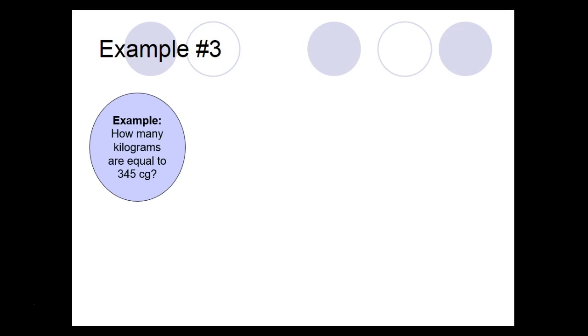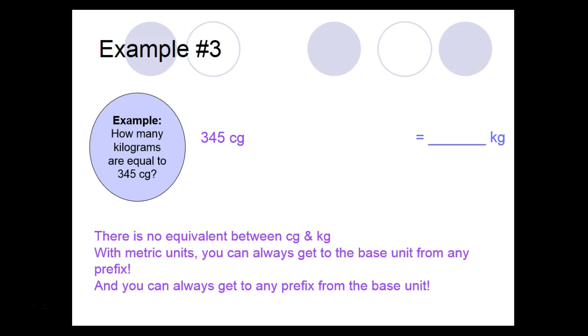So, example 3 says, how many kilograms are equal to 345 centigrams? So, we start off with our given, 345 centigrams. Then we're going to set up our units. And here it's telling you that there's no equivalent between centigrams and kilograms. So, this tells you that there's going to be an extra step.